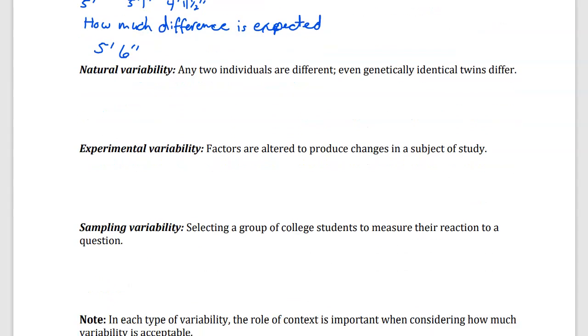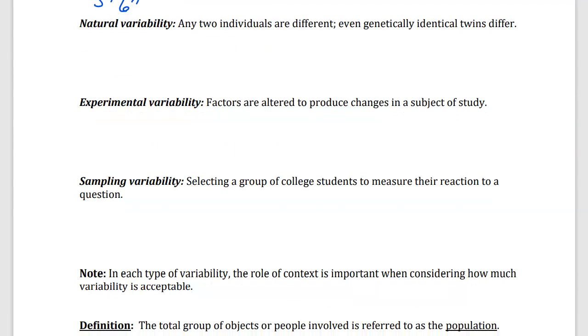There is also what is considered experimental variability. Factors are altered to produce changes in a subject of study. What we mean by that is we apply different treatments whenever we're looking at an experiment. And so we apply different treatments that will cause or possibly cause different results.